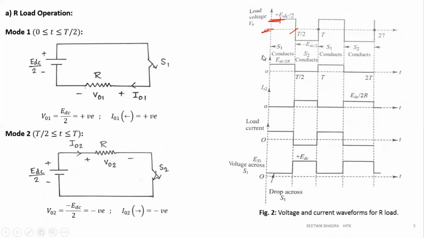You can do the integration over here and find out, since it is from 0 to T by 2. There is a 2 that comes. So this is EDC by 2R, right? Load current is EDC by 2R. If you integrate it, 1 by T integration 0 to T by 2, there is a 2 coming up over there. So EDC by 2R into 2 gives you EDC by 4R.